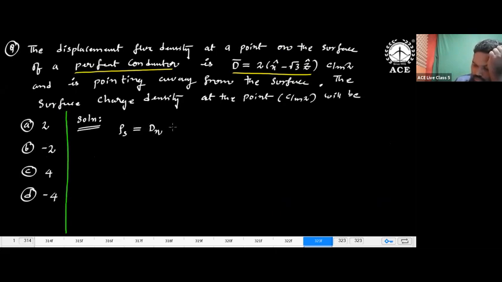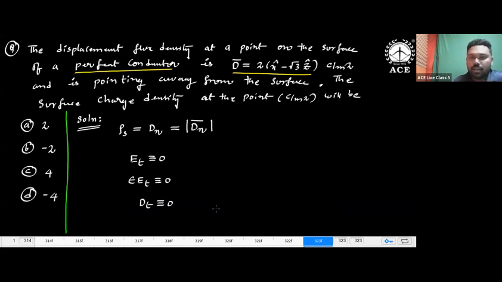D_N. So this is nothing but the magnitude of D_N, beta, actually. Whatever he has given must be a normal component. Why? Because the tangential component cannot survive. What is E_T? E_T is always 0. Epsilon into E_T is always 0. D_T is equal to 0. So whatever he has given must be a normal component. Okay, so what is the surface charge, beta, here?